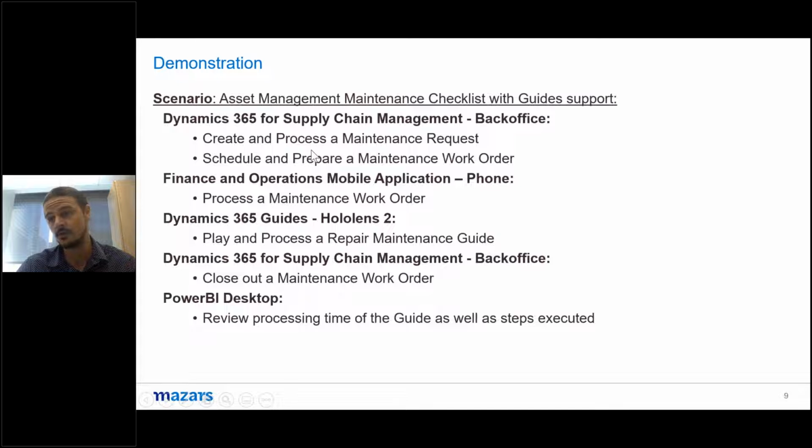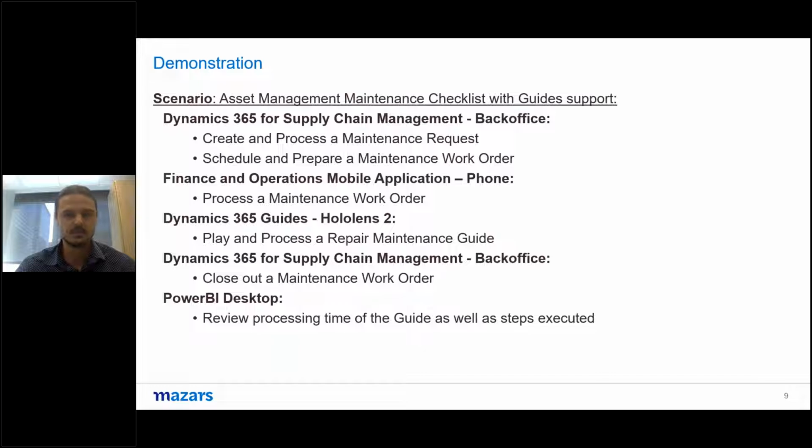Today's demo is covering the scenario of an asset management checklist with guide support. We will first create and process a maintenance request in Dynamics 365 supply chain management, asset management, turn it into a work order, then schedule that work order and prepare it to be executed. As a next step, I change my hat, literally. I put on the HoloLens, take my phone and mimic a field technician. I can see what work order is in my queue. I will start the work order on the phone.